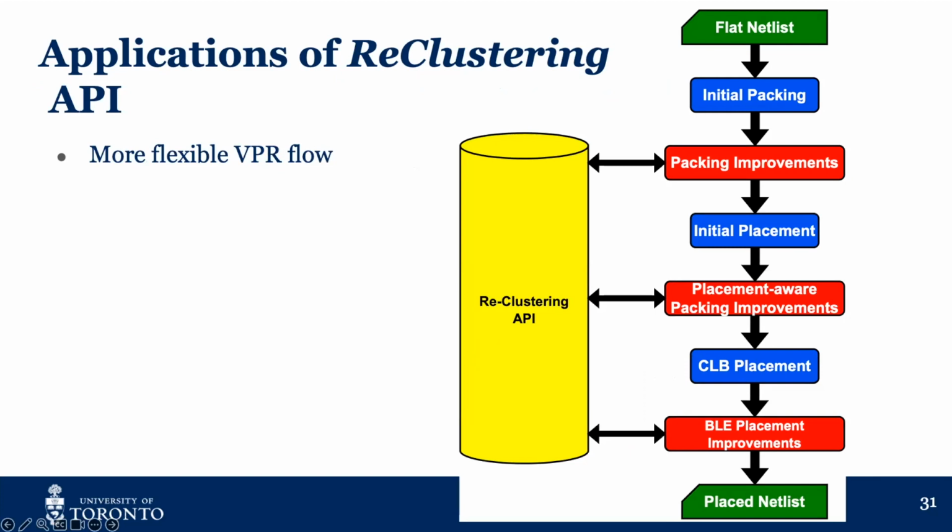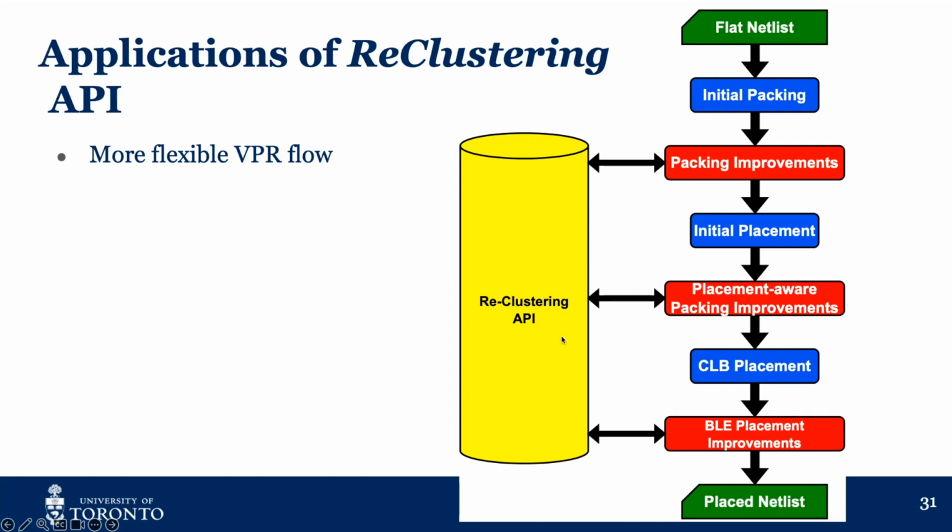So in this graph, we are showing the traditional VPR flow in blue, starting with a packing, which is only an initial packing solution, a greedy packing one. Then an initial placement, which is a random or better than random initial placement. And then a CLP placement based on simulated annealing moves that can only place whole clusters.